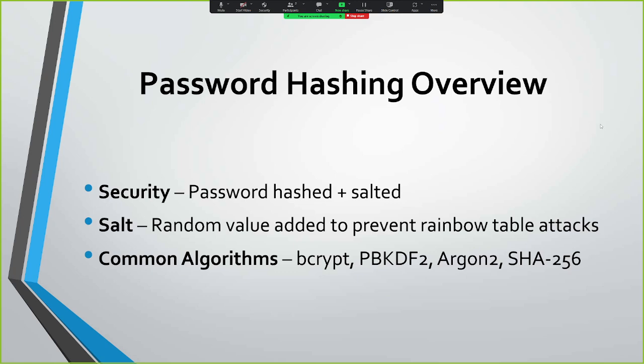When using such algorithms to store passwords, salting the hash is strongly recommended to add another layer of security. A salt is a unique random value that makes it more difficult for attackers to crack the password. Because salting adds a random value to the password before hashing, each password gets a unique hash value, making it harder for attackers to carry out rainbow table attacks efficiently. When looking at the hashing algorithms themselves, bcrypt, PBKDF2, Argon2, and SHA-256 are among the most popular. Next slide, please.